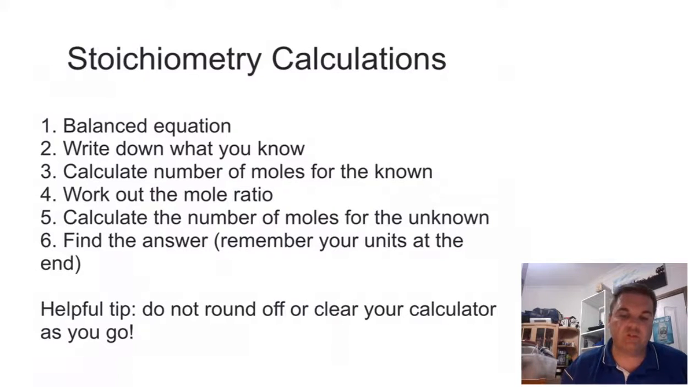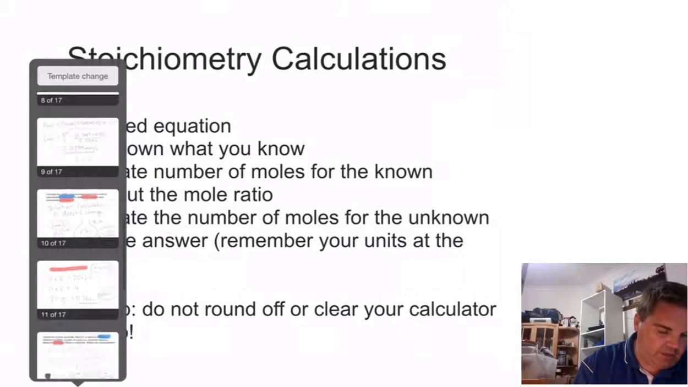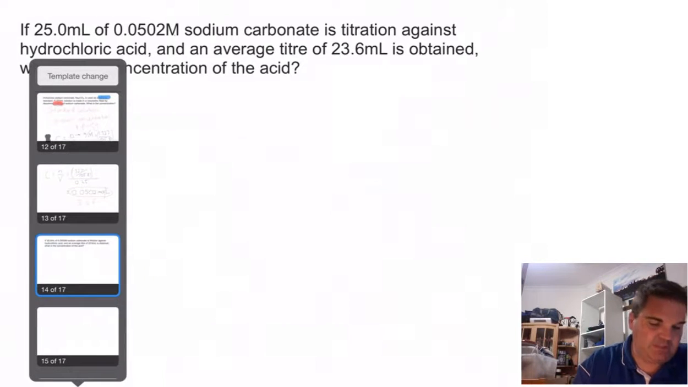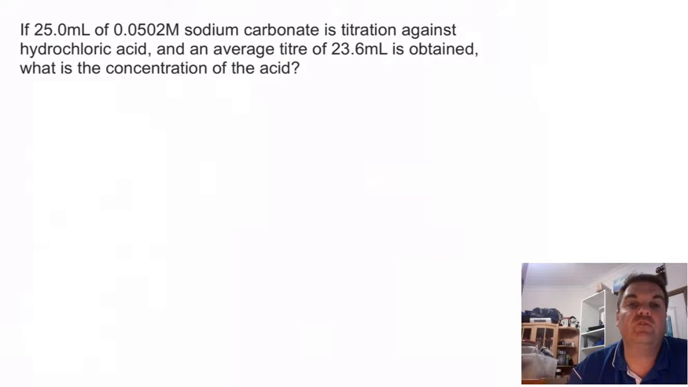Okay, this next stoichiometric calculation is going to go back to a titration calculation. So just make sure you remember to keep these steps somewhere handy nearby so you can follow them through as you go. The one we're going to be looking at this time is taking 25 mils of 0.0502 molar sodium carbonate, and we're titrating it against hydrochloric acid. We're getting an average titer of 23.6 milliliters, so it's asking us to find the concentration of the acid.